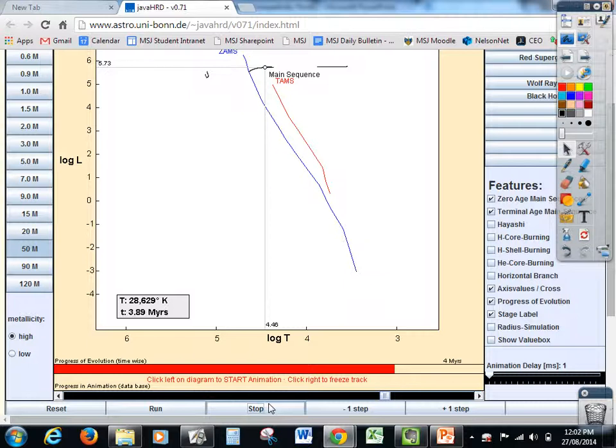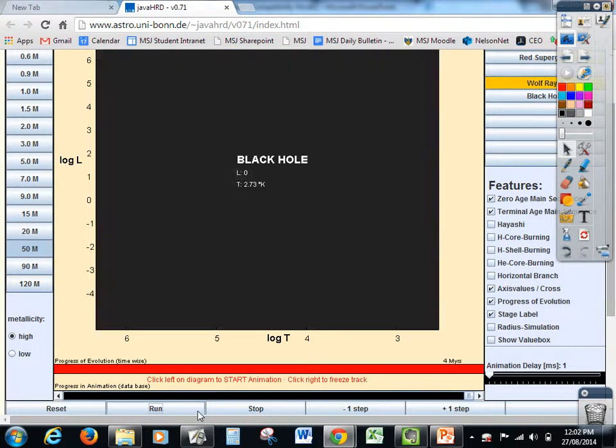Okay, we're at the end of our main sequence life. We're about to supernova. And over there, down, done.